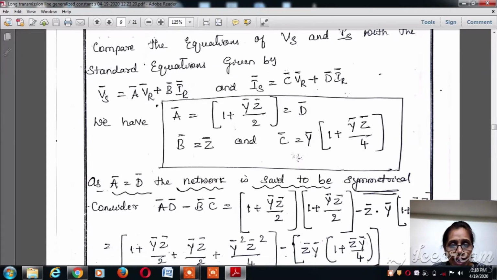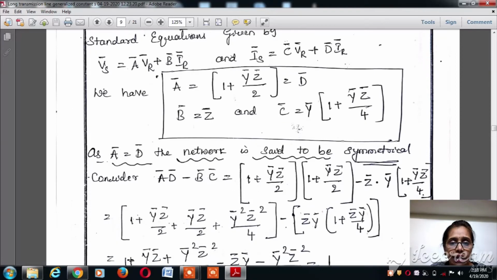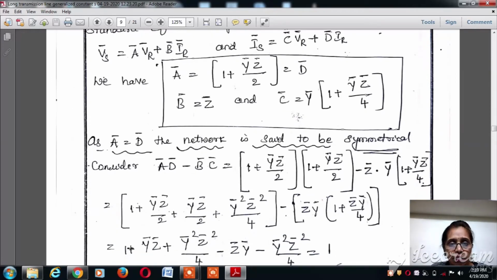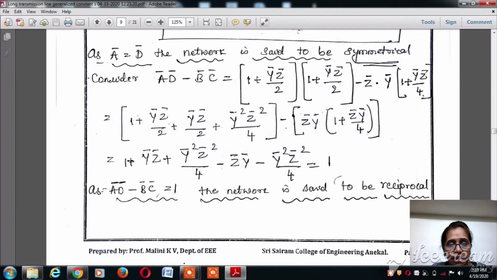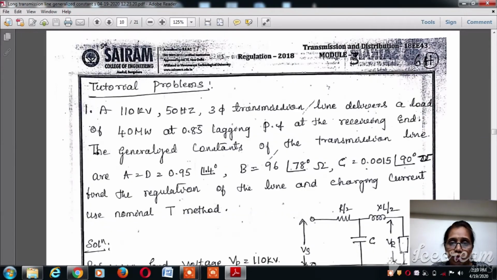Since A is equal to D, the network is found to be symmetrical on either side, and AD minus BC can also be seen here. AD minus BC is equal to A, which is 1 plus YZ divided by 2, times D, which is also 1 plus YZ divided by 2, minus B, which is Z, multiplied by C, which is Y into 1 plus YZ divided by 4. By simplifying the equation we can see that AD minus BC is equal to 1. So the network is said to be reciprocal also.